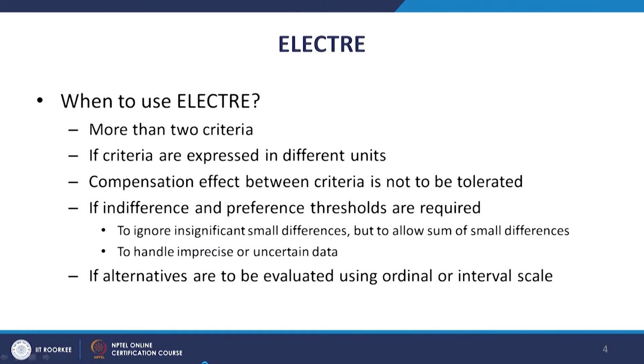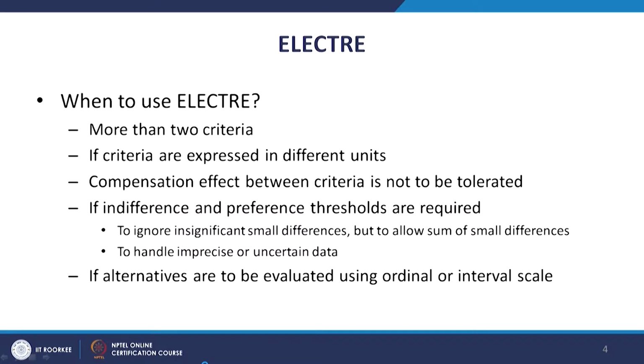Third, the compensation effect between criteria is not to be tolerated. In the previous slide we talked about how one of the advantages of ELECTRE is that we can avoid the compensation between criteria. The same thing is put another way here: if we do not want to tolerate the compensation effect between criteria, then we can go for ELECTRE, that being one of its main advantages.